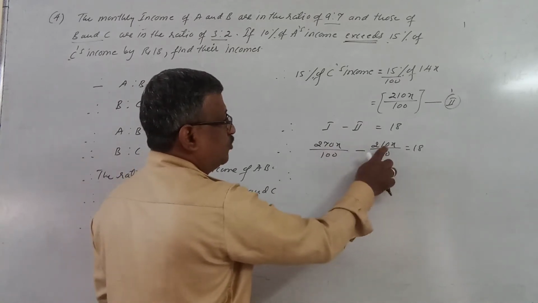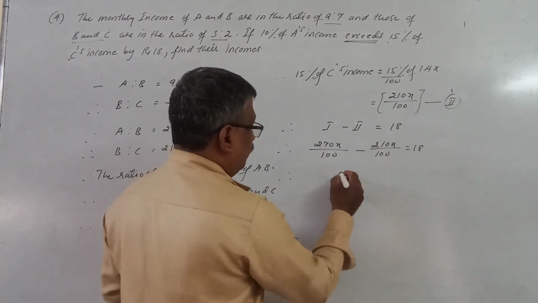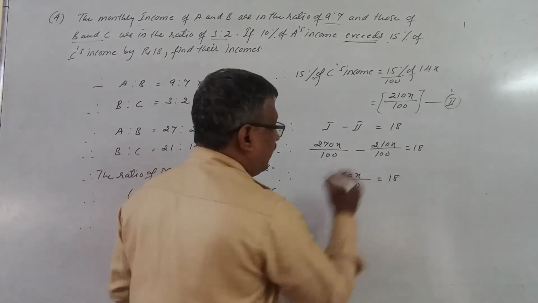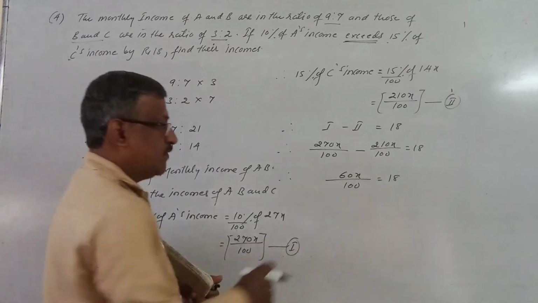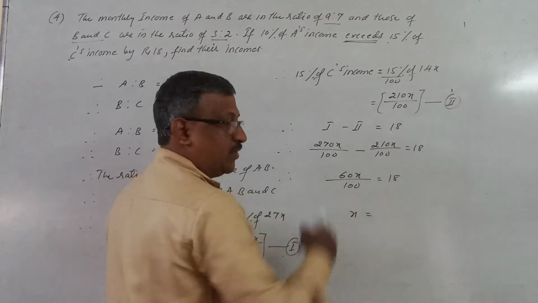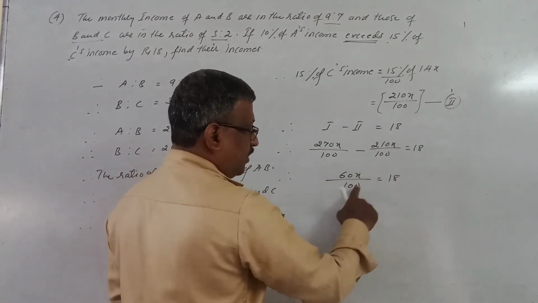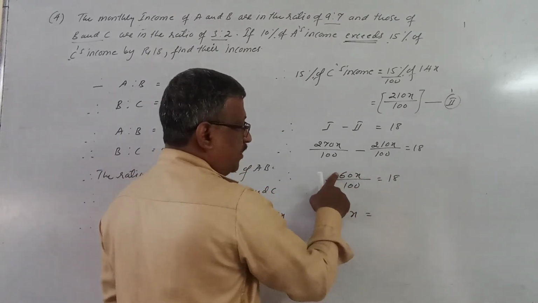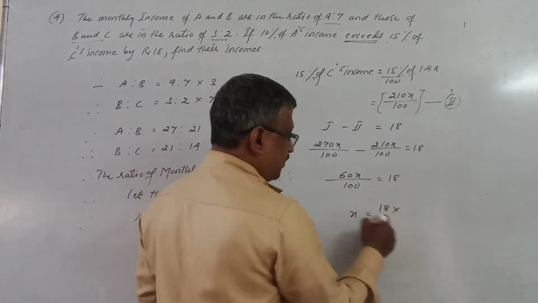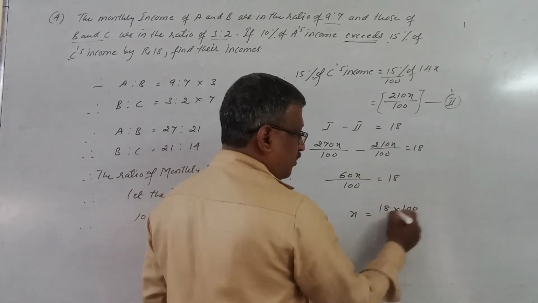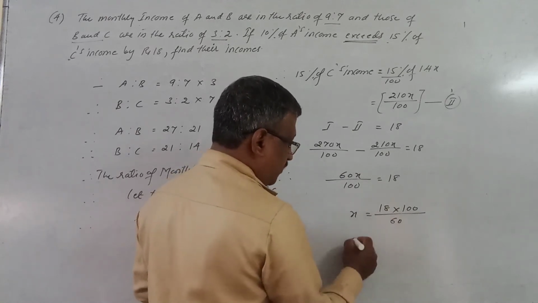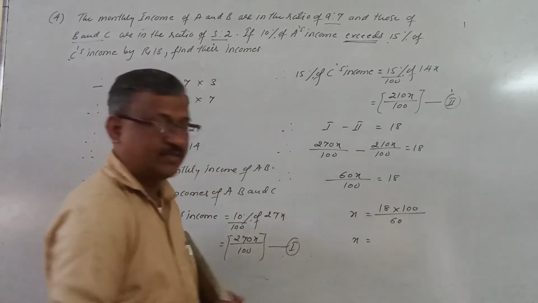So from 270x you subtract 210x. We get 60x divided by 100 is equal to 18. What I want here is the x value. So keep x as it is, and transfer 60 and 100 to the other side. If you transfer 100 to this side, the division becomes multiplication, and the multiplication becomes division. So x is equal to 18, as it is, into 100, divided by 60.